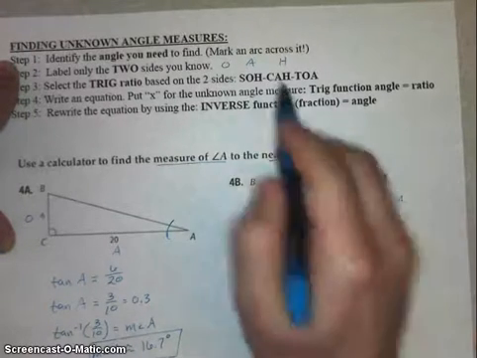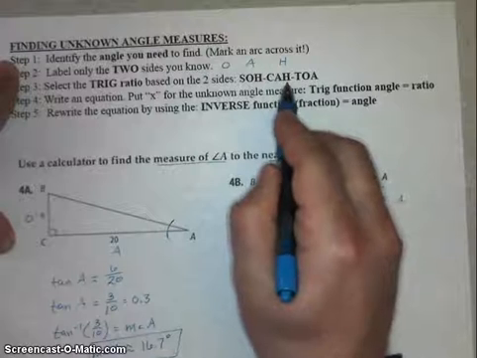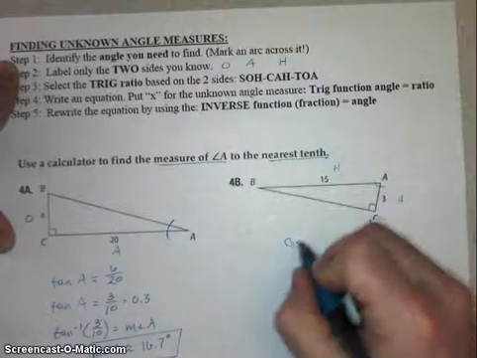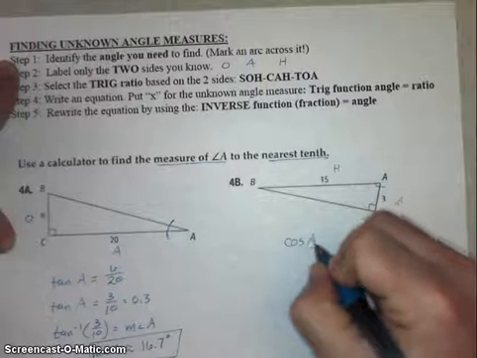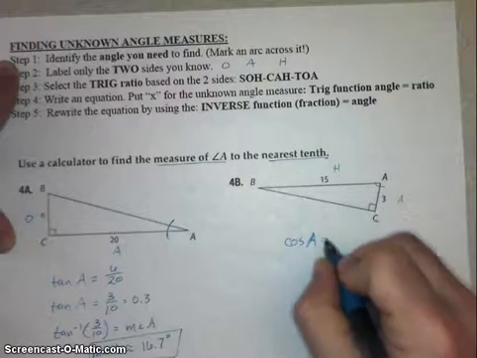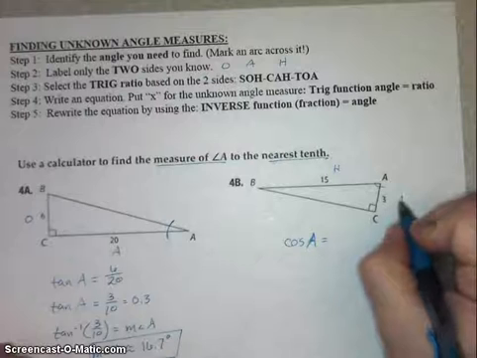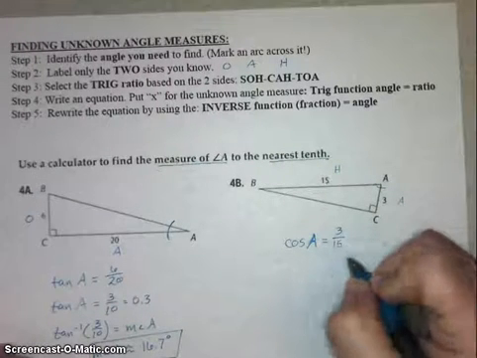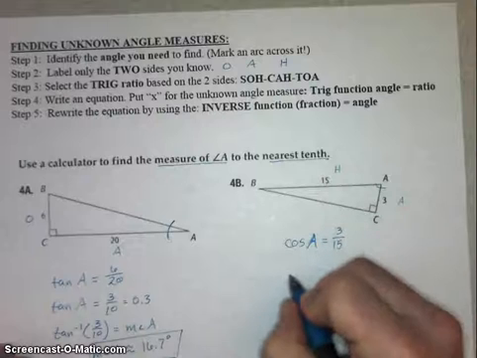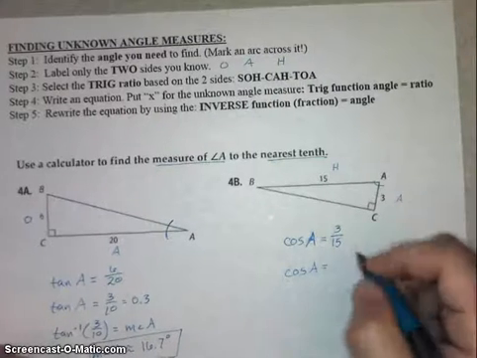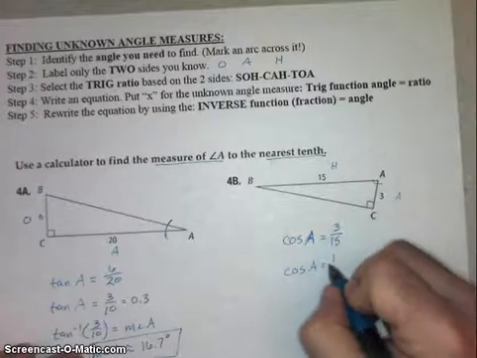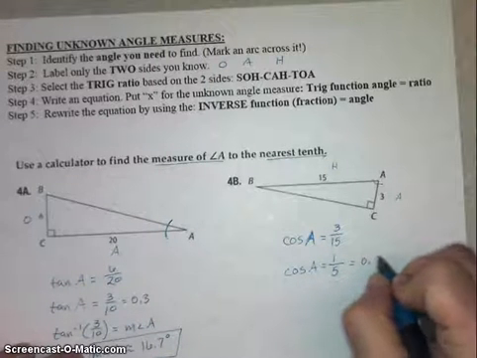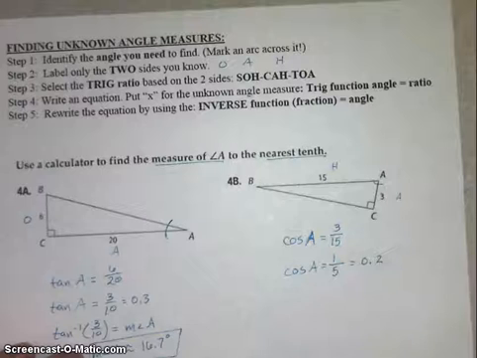Since I'm using adjacent and hypotenuse, the A and the H are together with cosine, so I'm going to set up my cosine equation. The cosine of angle A, I don't know that angle measure, so I have to write A, equals the ratio of adjacent leg over hypotenuse, 3 over 15. Again, simplify that fraction if you can. Cosine of angle A equals 1 over 5. Now 1 over 5 is also 0.2. So either way you write it, that's fine.